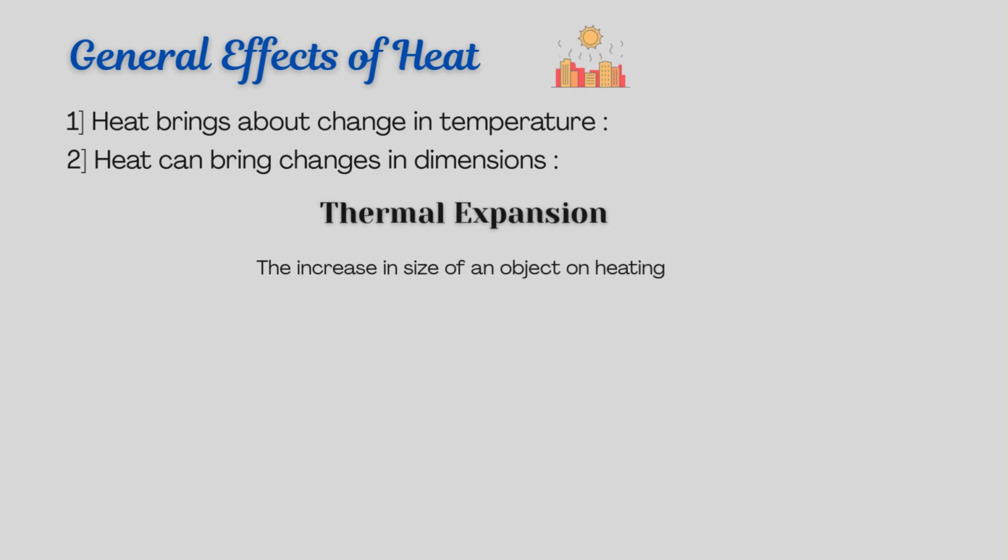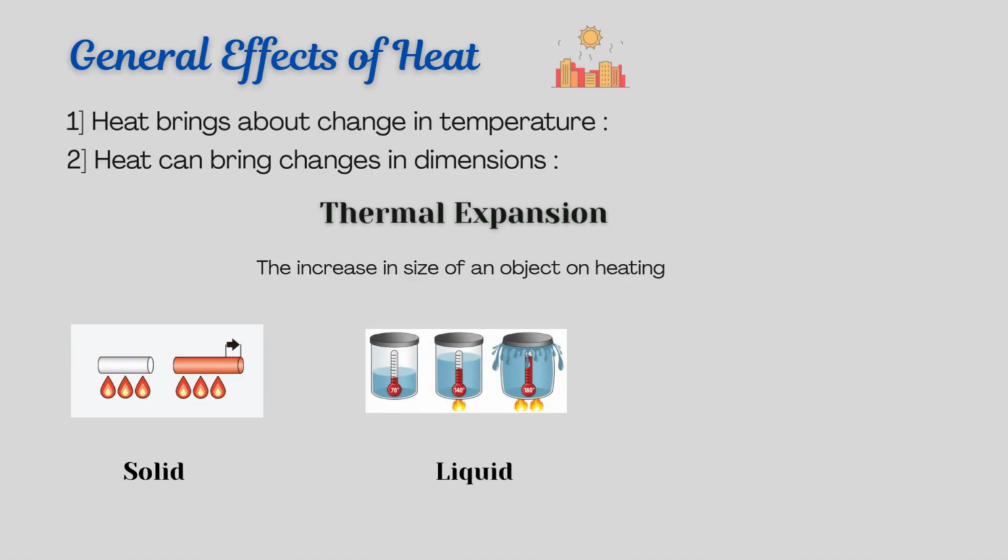The increase in size of an object on heating is called thermal expansion. When a solid material like metal is heated, its particles move rapidly at their fixed positions and expansion takes place. Particles of liquids also expand on heating. Liquid mercury filled in the thermometer bases on this property. It expands and then contracts as per the temperature. Gases also expand on heating. For example, when air is filled in a balloon, it expands.